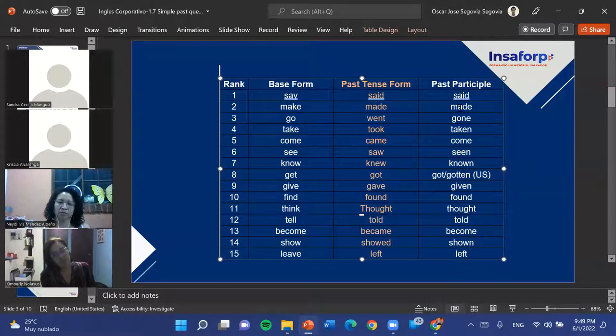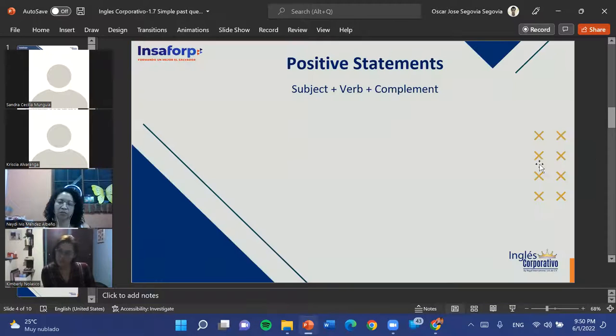Ahora, en el past participle, es, como les digo, nada en lo cual nos tengamos que enfocar tanto en ese momento, pero se dirían de la siguiente forma. Said, made, gone, taken, come, seen, known, got or gotten for the US version, given, found, thought, once again, told, become, shown, and left. Esas serían entonces las pronunciaciones de estos 15, que son, como les decía, de los verbos más comunes que vamos a estar utilizando. Ahora, vamos a ver si los vamos a necesitar, porque en este momento vamos a estar construyendo algunas oraciones.